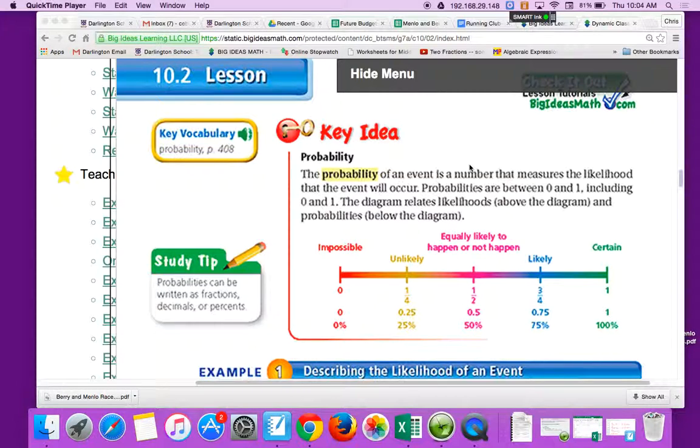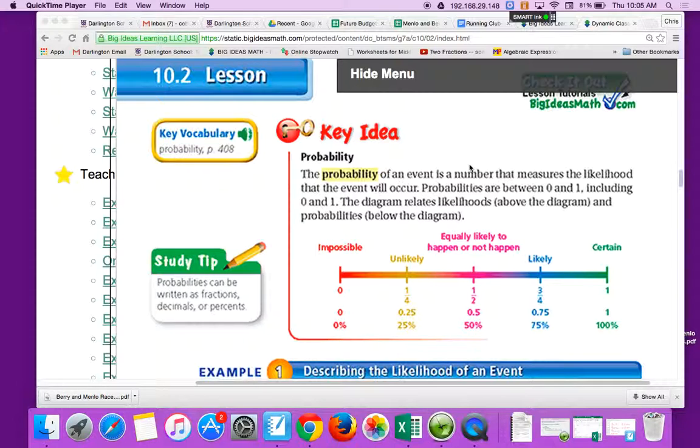So this one's on probability. We'll start with the definition first. Probability of an event is a number that measures the likelihood that an event will occur. Probabilities are between 0 and 1. I want to express it as a decimal. That's the best way to think about it.